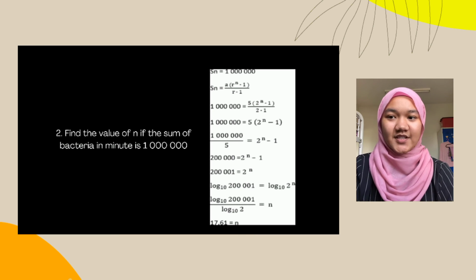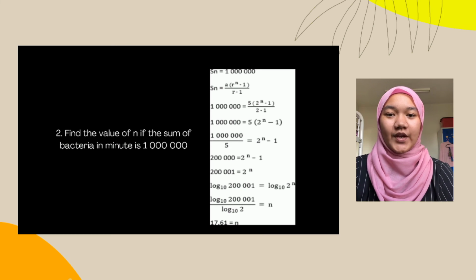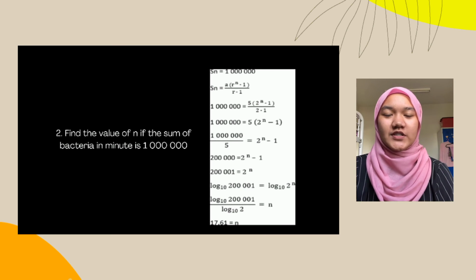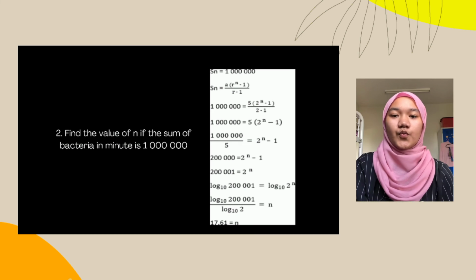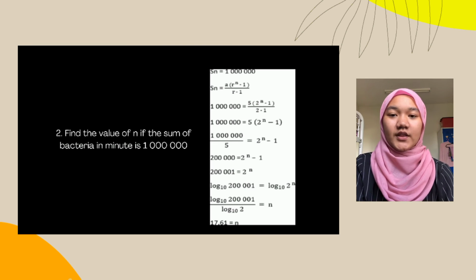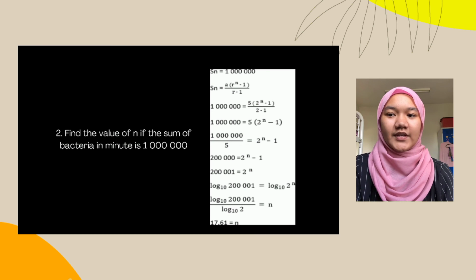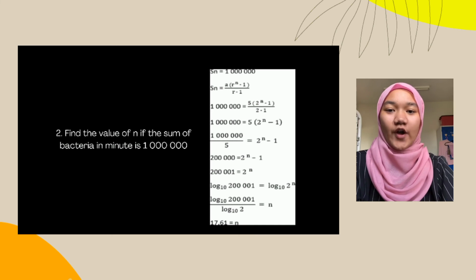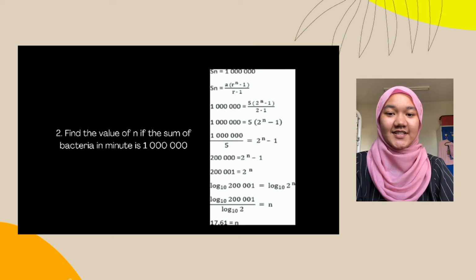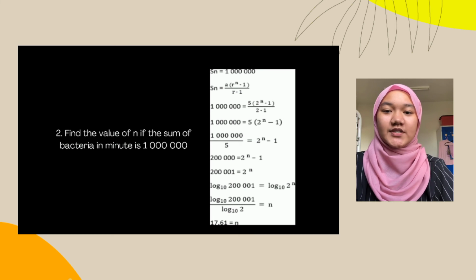From this, we have to separate the power of n and the base 2, so we use the log formula. We replace it as log 10 of 200,001 equal to log 10 of 2 to the power of n. Then we will get log 10 of 200,001 divided by log 10 of 2 equal to n. And finally for n, we got the answer 17.61.